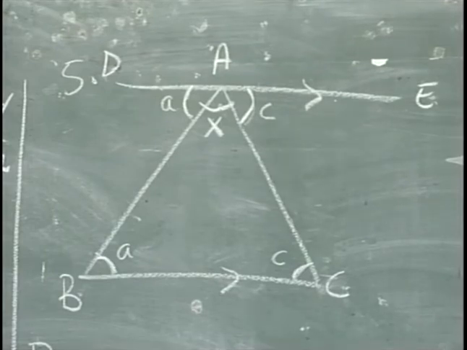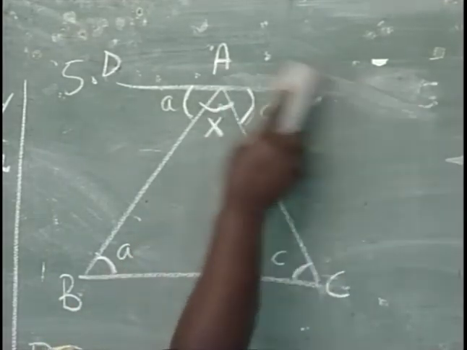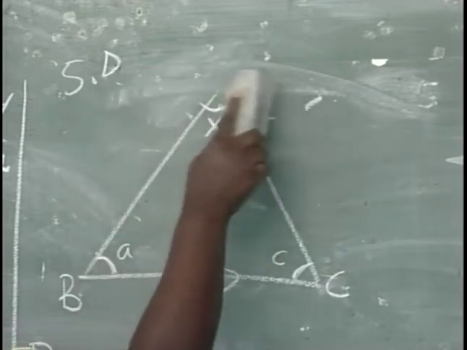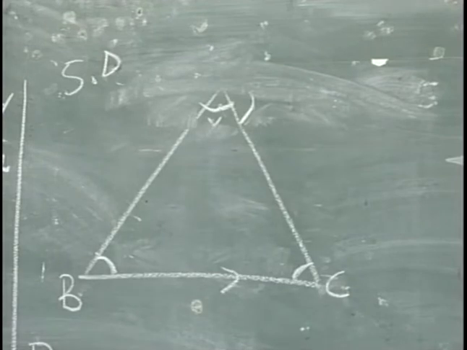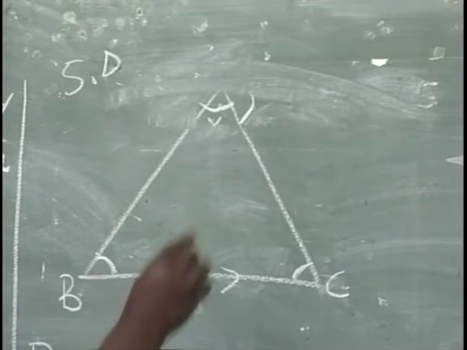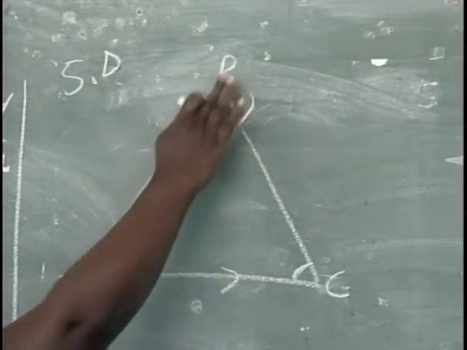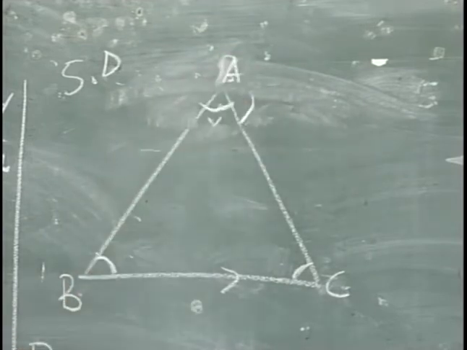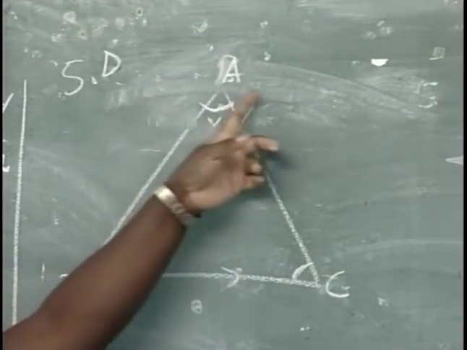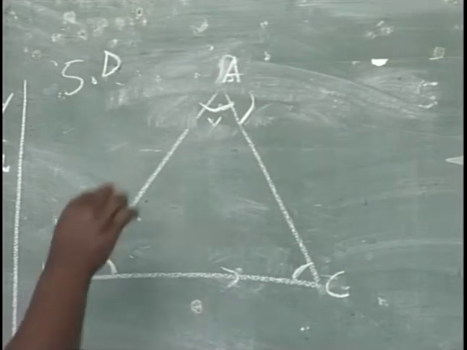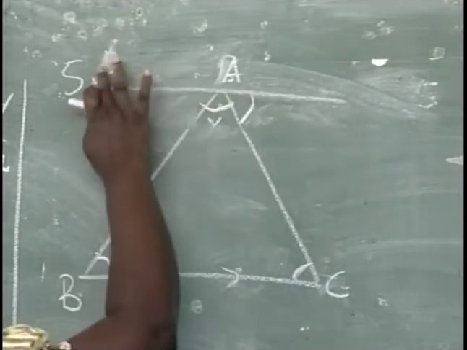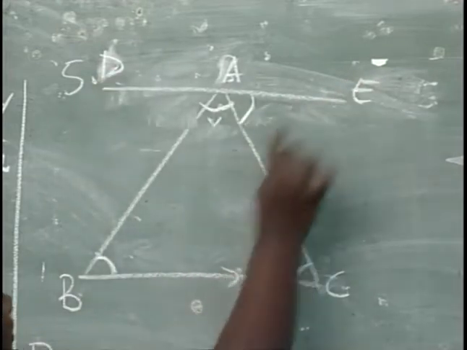Now, if you were told to prove that angle A, angle B, and angle C add up to 180, all you do is draw another parallel line there and then use that to find angles or to show that angle A, B, and C add up to 180 degrees. Okay. Good?